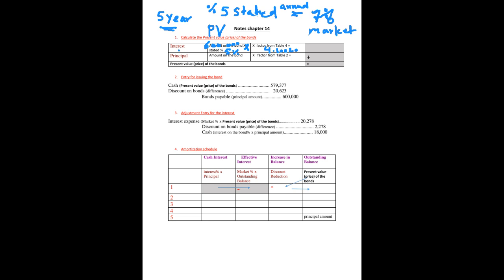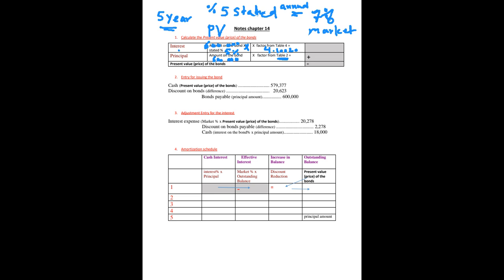Then we do the same thing for the principal, or the amount borrowed, which in this case is 600,000 times the factor from table 2. The principal, we are paying on the note one time only, after the 5 years. That's why we are using table 2. Again, you go to table 2, the same process. You go to 7%, 5 payments, and you will find the factor.